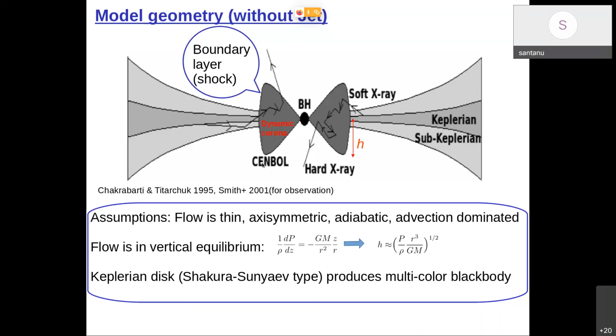We call it the CENBOL because this is formed by a centrifugal pressure supported boundary layer. This is basically the balance of gravity and centrifugal force. So the full form of CENBOL is centrifugal pressure supported boundary layer, and the height of the corona is estimated from the pressure balance, or we can say the vertical radiation force and the balance of gravity. So this Keplerian disk is basically the source of soft photons.